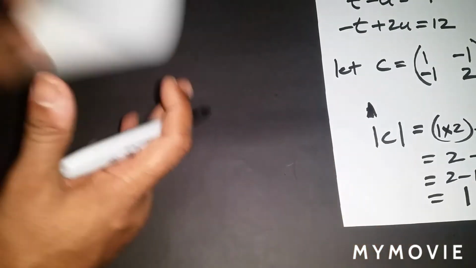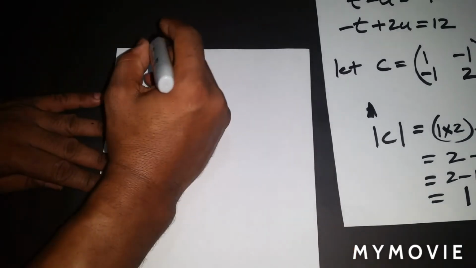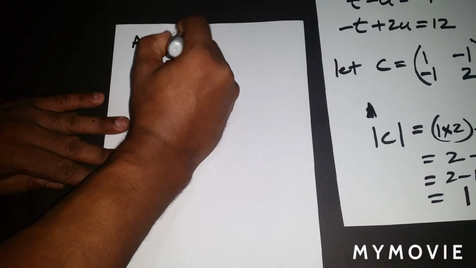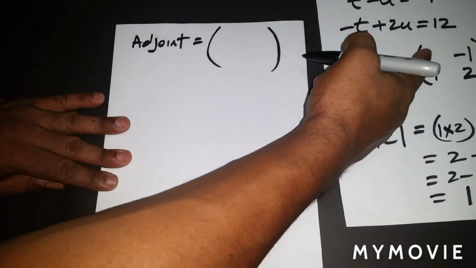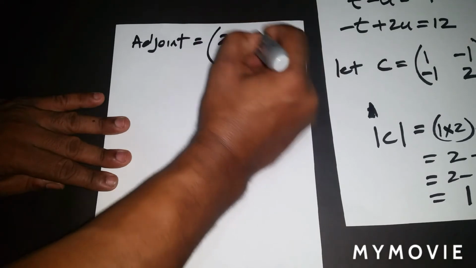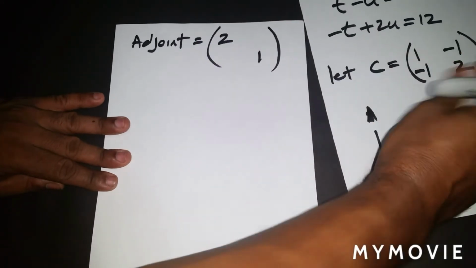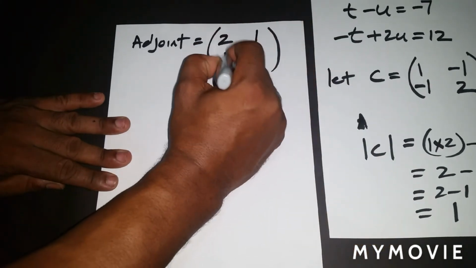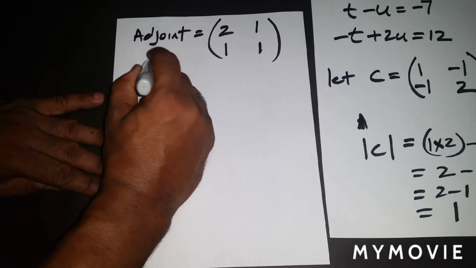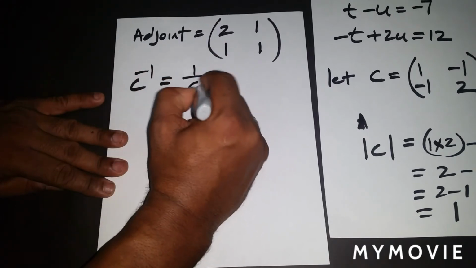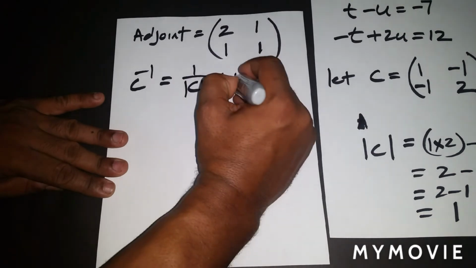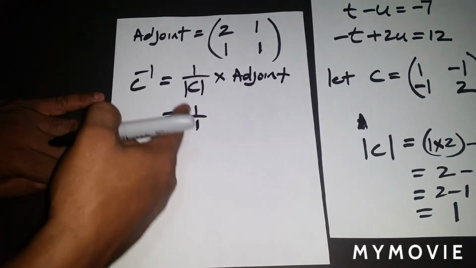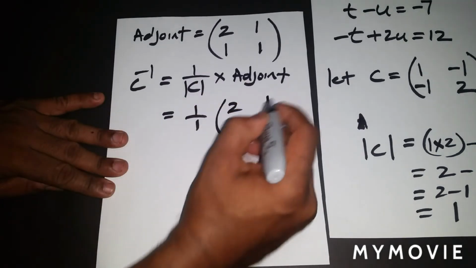What I need to go ahead now and find is the adjoint of matrix C. So the adjoint of matrix C would simply be switching the position of the elements in the leading diagonal. So that would be 2 and 1. Leaving these 2 elements in the same position but changing the sign. So this would give us positive 1, positive 1. And then, of course, the inverse of C would be equal to 1 over the determinant of C times the adjoint, which we found. So this would be equal to 1 over 1, and 1 over 1 is just 1, times the adjoint.